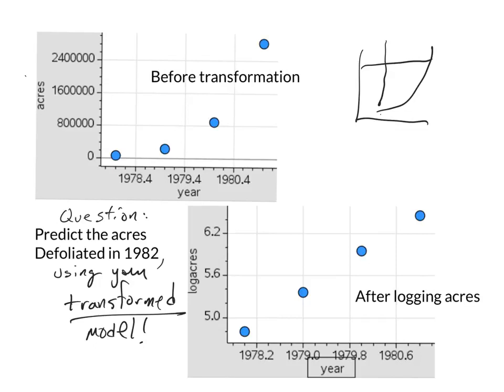So here's a question. Predict the acres that are defoliated in 1982 using your transform model. I'll leave the answer to you, but it involves unlogging the Y. In other words, you have to take 10 to the whatever the value is equals Y.